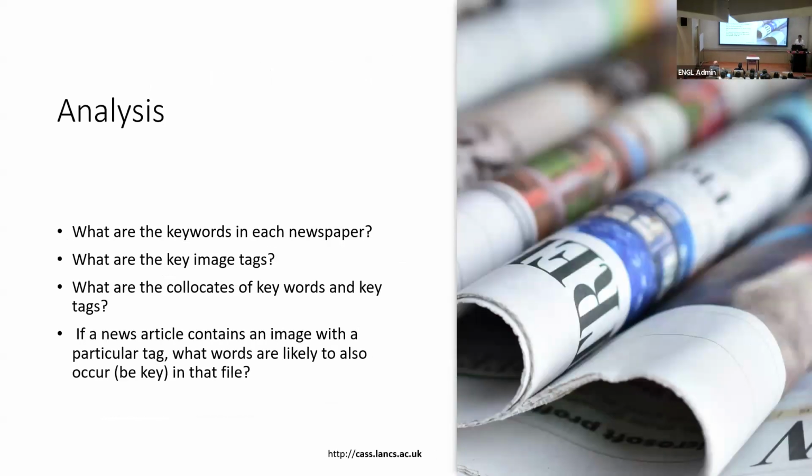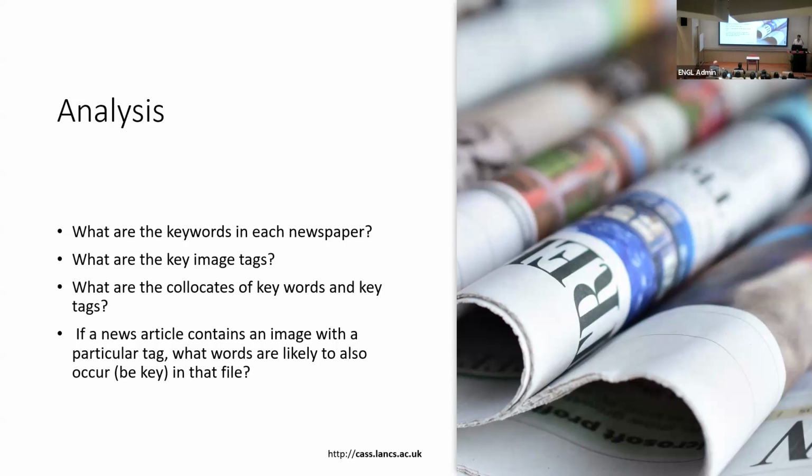Well, there are several ways we can look at this corpus. We can do a traditional corpus-based analysis, just looking at the words. So we could say, what are the keywords in each newspaper, for example? And I'll show you that in a minute. We can also say, are certain newspapers likely to have certain types of images that contain certain tags? So what image tags would be key for each newspaper? Or if we have a certain tag of an image, are there other tags that would be associated with that image as well? And then finally, what keywords would be associated with different image tags?